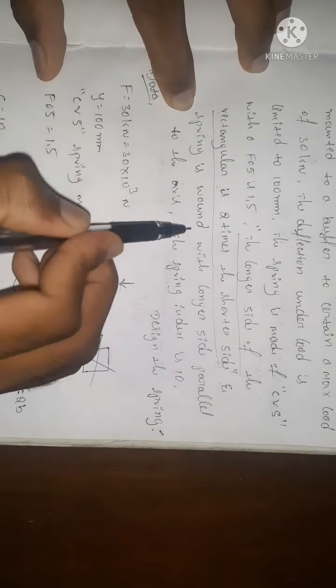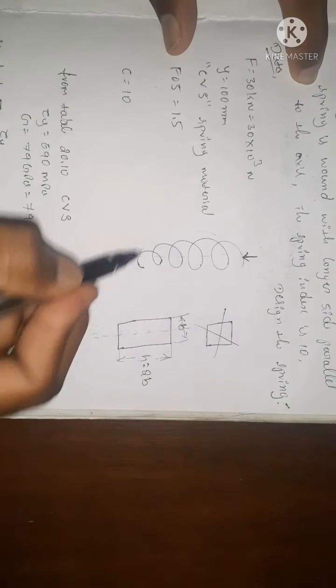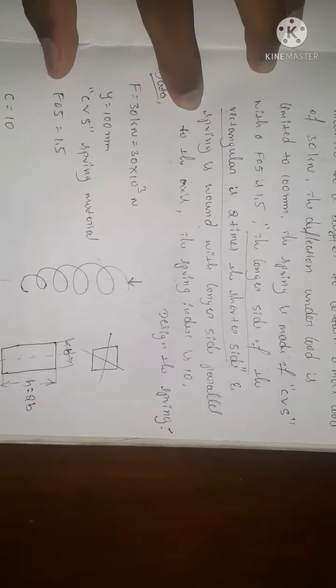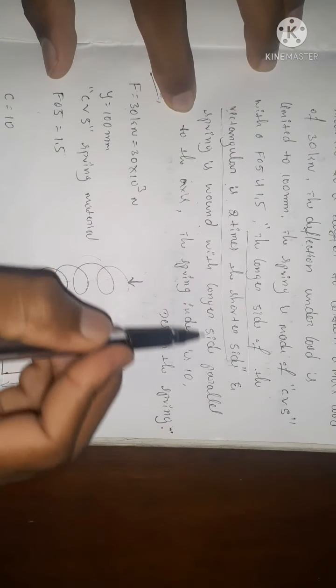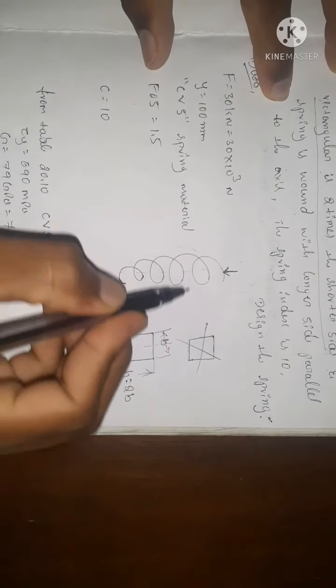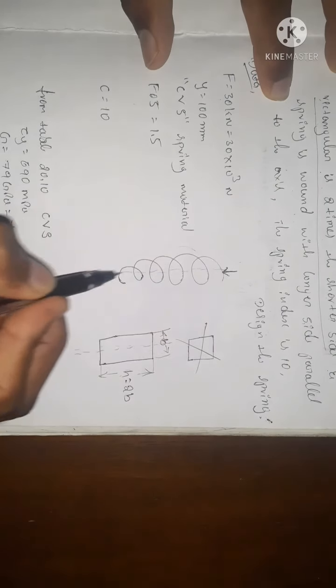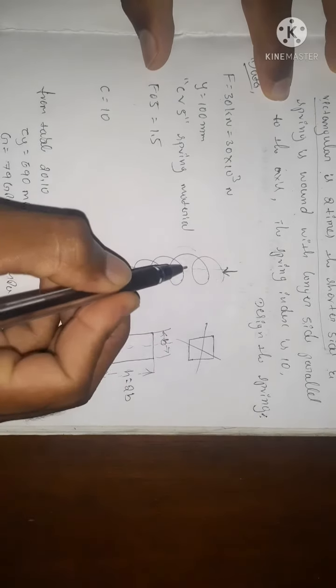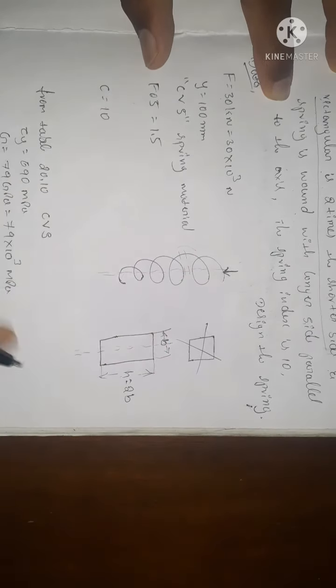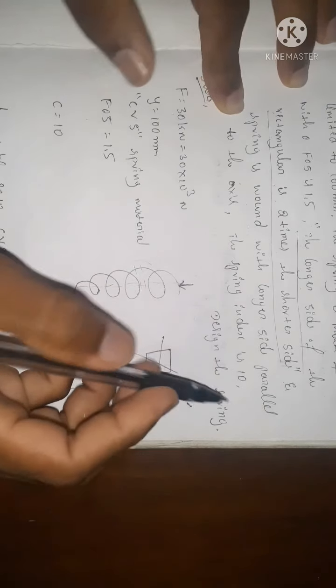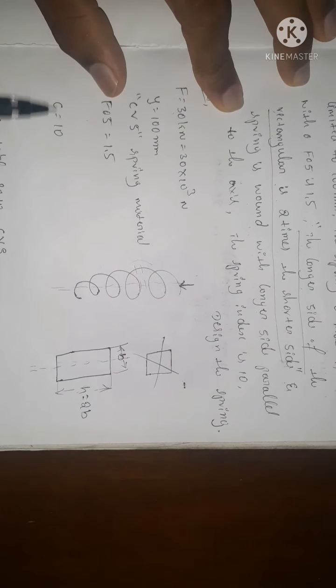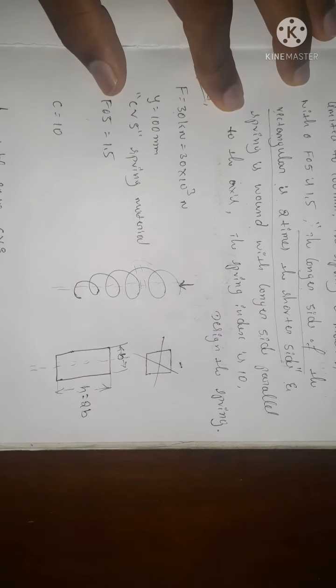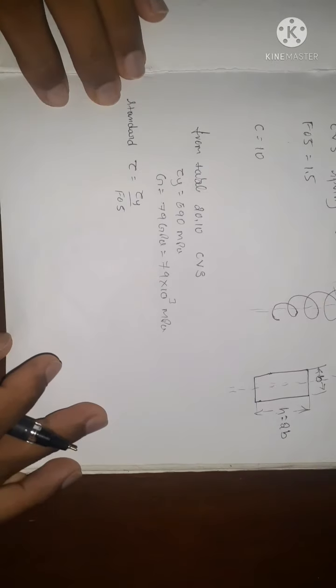Next, the spring is wound with the longer side parallel to the axis, the wound type of helical spring. This is the axis, and this is the wound type. Both are parallel. The spring index is given as 10, where C is 10. Design the spring.